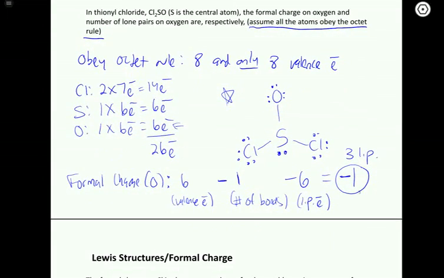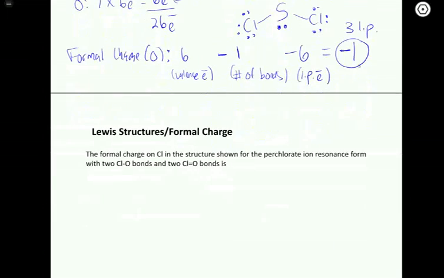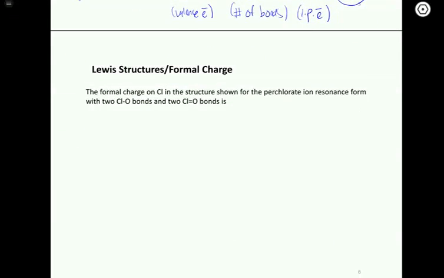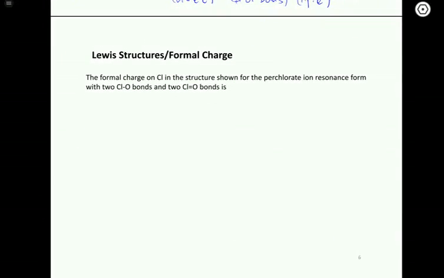Alright, so a very related problem is we want to determine the formal charge on chlorine in the structure for the perchlorate ion resonance form with 2 Cl-O single bonds and 2 Cl double bond O. So this is a single bond, and this is a double bond. We talked about with resonance, a lot of times you have choices between how many double bonds you have, where they're located in the molecule, and so on. And we want to draw the resonance form as described here, which has 2 single bonds and 2 double bonds.